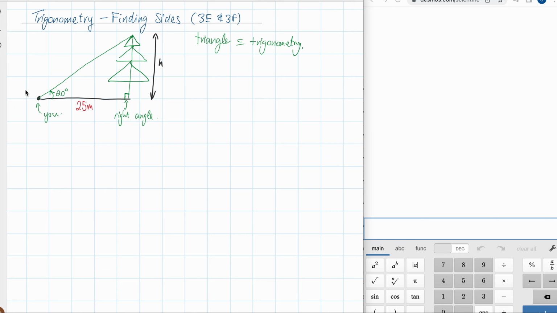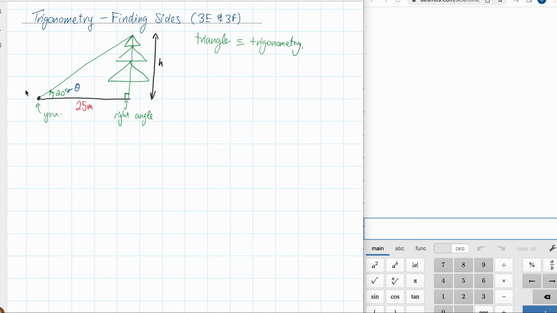Now, we actually have enough information to work out the height of this tree. And this is how it works. This is a bit of an introduction to it. We learn this process a bit later on. So, first thing is that we label our triangle. So, here's my angle. This is called theta. It's a Greek letter for an angle, like an X.